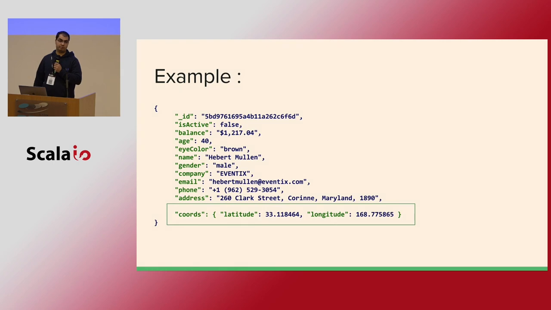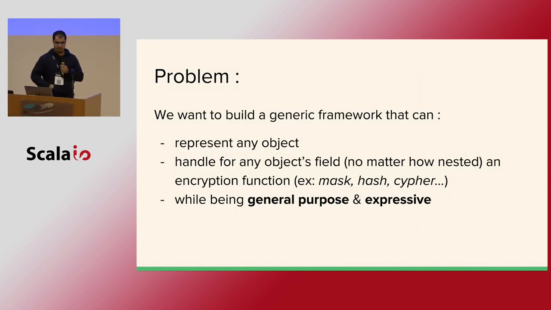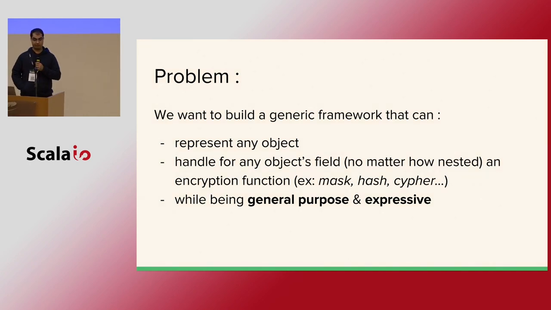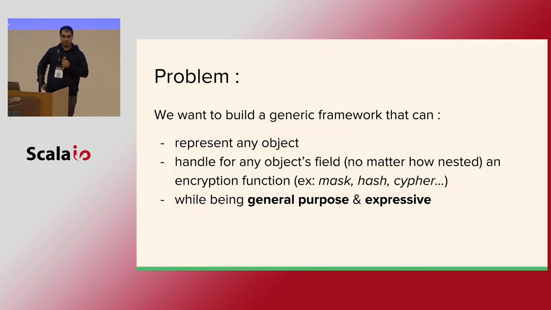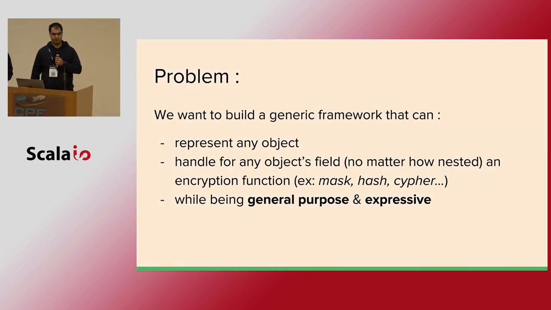With an email address, we might be interested in keeping the domain name. For coordinates like latitude and longitude, we might be able to just anonymize a small part of this data and be able to use the rest. So we want to build something that we can trust. We want to build a generic framework that will be able to represent any object, handle any object field, no matter how nested, with an encryption function that is designed for the field type, while being sufficiently general purpose and expressive enough that we want to use it.